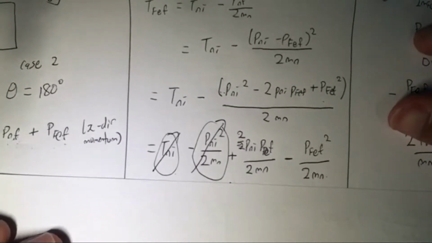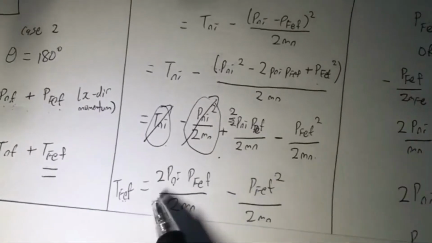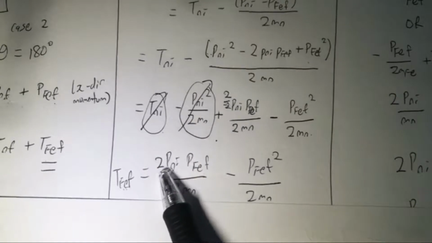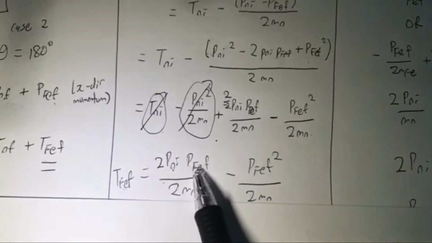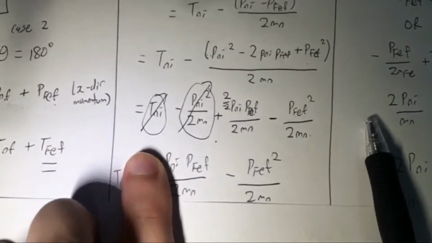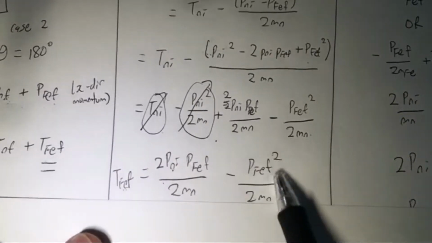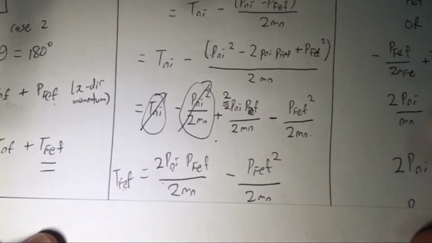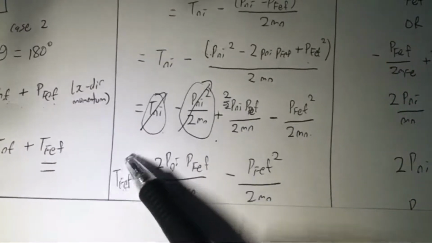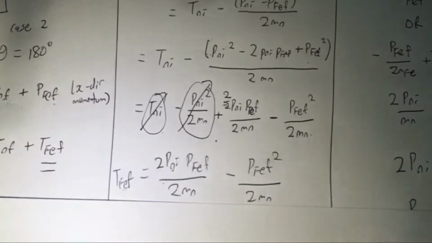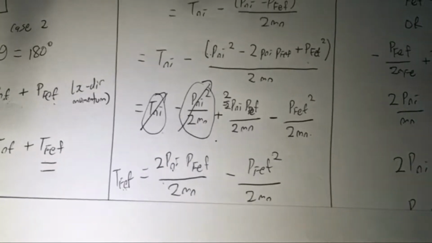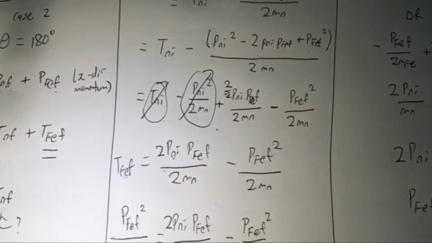So to simplify, we find that the final kinetic energy of the iron nucleus is equal to 2 times Pni times Pfef over 2mn, or it's just this if we cover the 2's up, and we minus this term over here. So now where do we go from here? Maybe we want to substitute the momentum relation here so that we can single out how Pni and Pfef are related. So we move on by substituting this in.